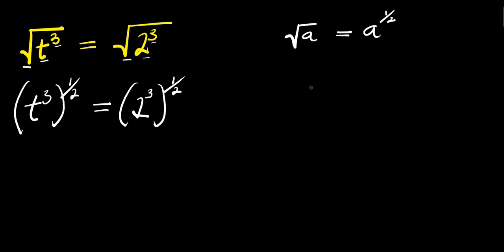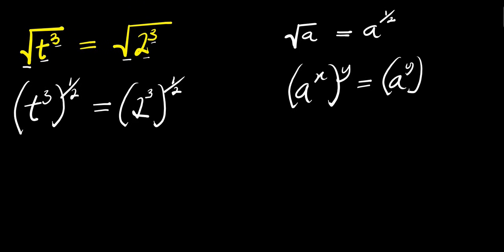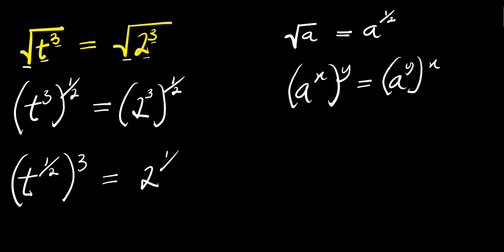Now, if you have a power x to the power of y, this equals a power y to the power of x. So let's switch these powers. We have 2 power 1 over 2 to the power of 3 equals 2 power 1 over 2 to the power of 3.